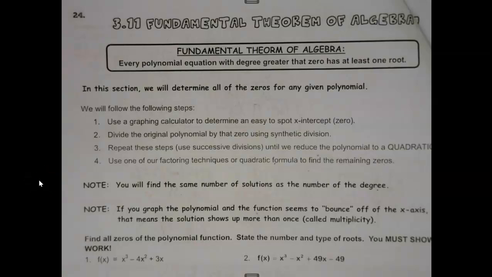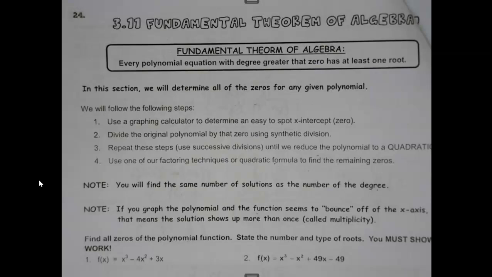So, the fundamental theorem of algebra. Sounds so deep. It's not. Every polynomial equation with a degree greater than 0, so that it's not like y equals 7 or something like that, has at least one root. One root, one x-intercept, one answer. So, we are going to find all the zeros, or all the solutions here.